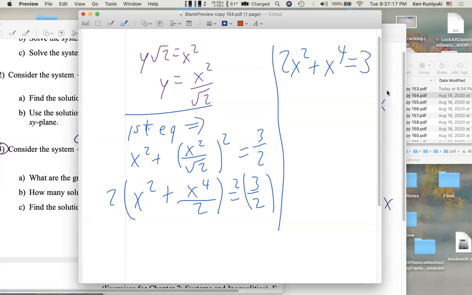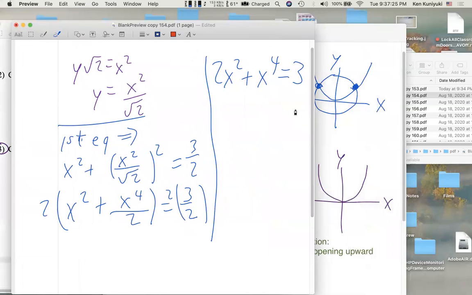Any questions so far? Now here, this is still a bit too complicated. We want a 0 on the right side. So let's do this. Descending powers, we have x to the fourth, then plus 2x squared, and then we subtract 3 from both sides.